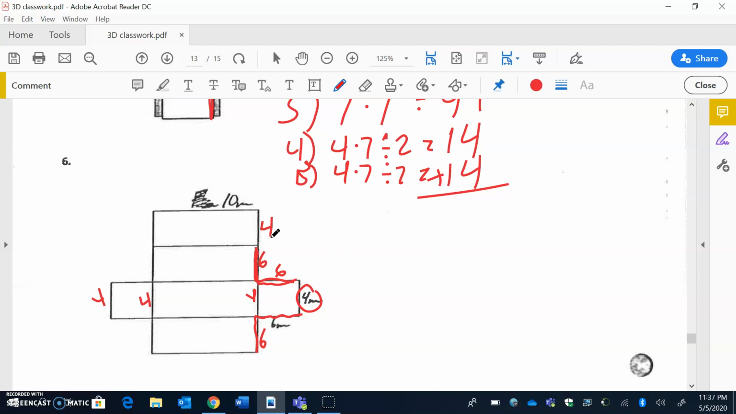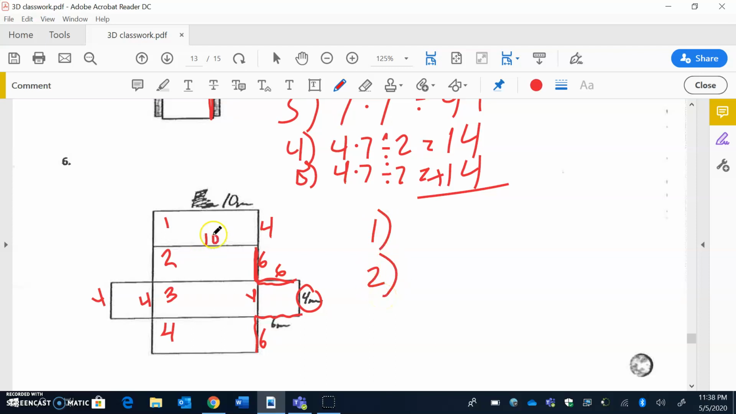So again, top, bottom, same. Left, right, same. Front, back, same. So we will see those pairs. If we go through this and look at our rectangles, that's rectangle 1, rectangle 2, rectangle 3, rectangle 4. If you're unsure about rectangle 1, if you don't see it, hold off on it for a second. Watch what I'm going to do here.